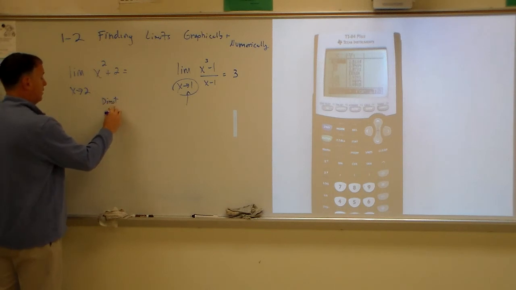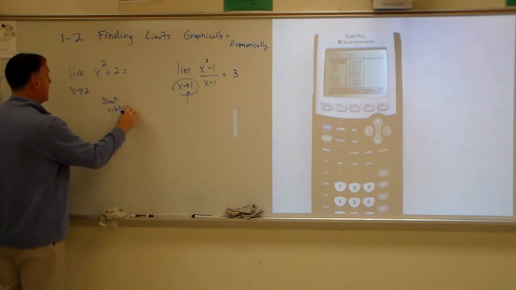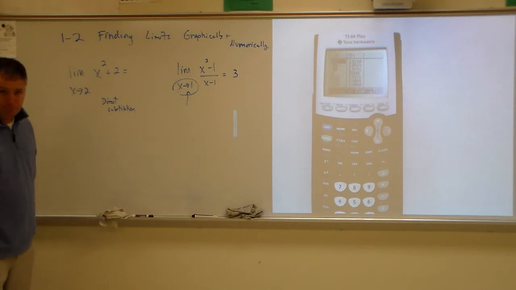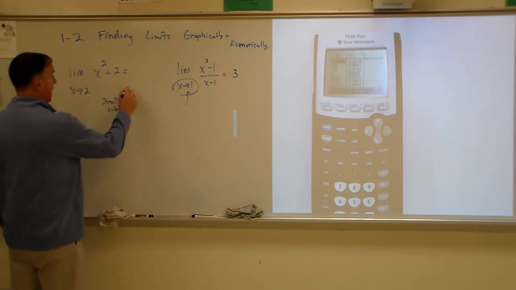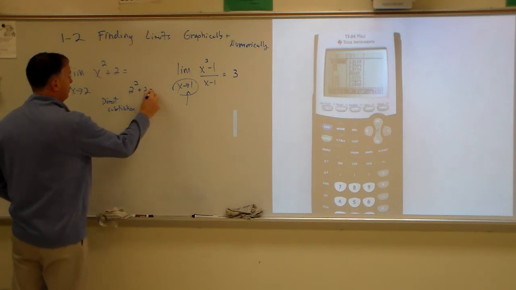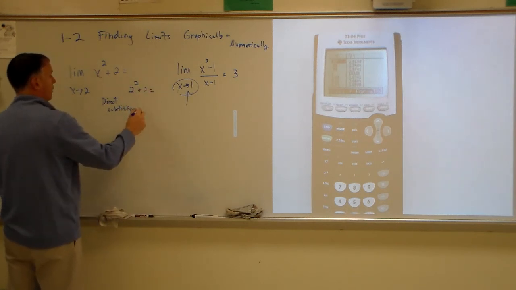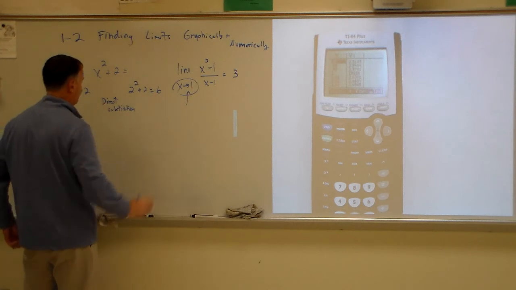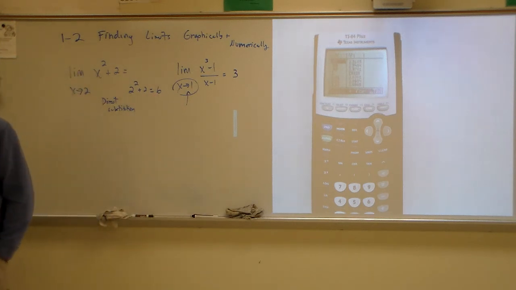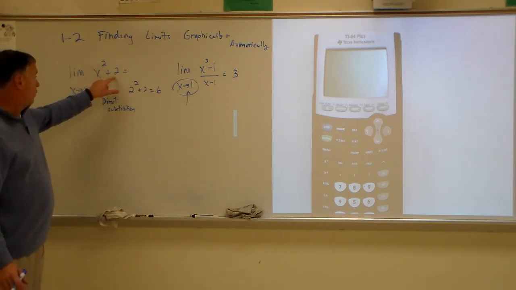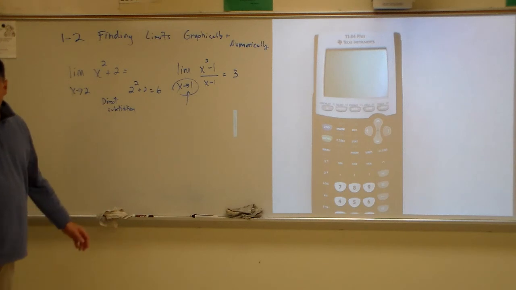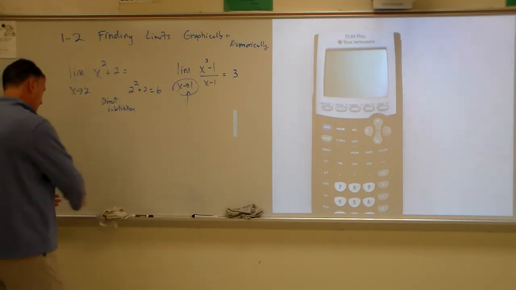Direct substitution. The reason I can do it by direct substitution is that when I plug in the number, it doesn't cause any problems. So I'm going to have 2 squared plus 2. 2 squared is 4, and 4 plus 2 is 6. So the limit of that function as x approaches 2 is 6. Let's say I had this one.